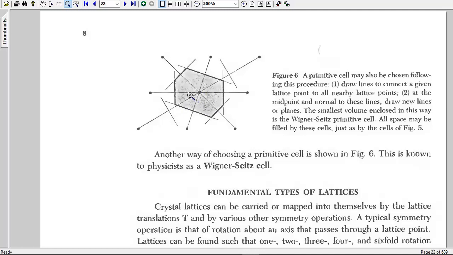So this Wigner-Seitz cell contains only one lattice point. See, the center lattice point only. All other lattice points are outside. This is the definition of a primitive cell: a primitive cell contains only one lattice point. Okay.